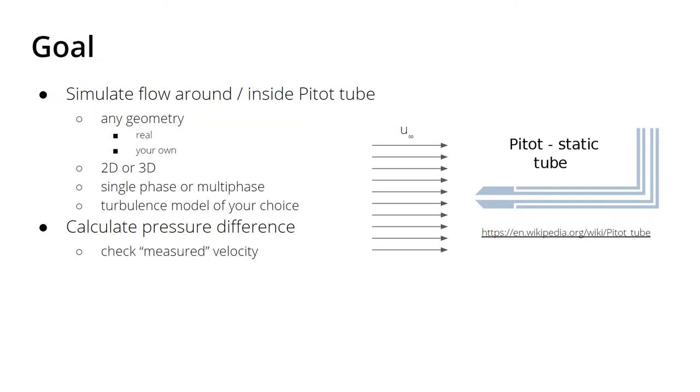So you decide on the geometry, whether you use a real geometry if you get your hands on it, or you just draw your own geometry, whether you're using a 2D geometry or a 3D geometry, whether you are doing a single phase simulation, or maybe even a fancy multi-phase simulation where you displace liquid with the pressure difference, and then you actually measure the height difference. This is completely up to you, also which turbulence model you use, and so on. The only specifications are the five free stream velocities, and that you use OpenFOAM for the simulations.